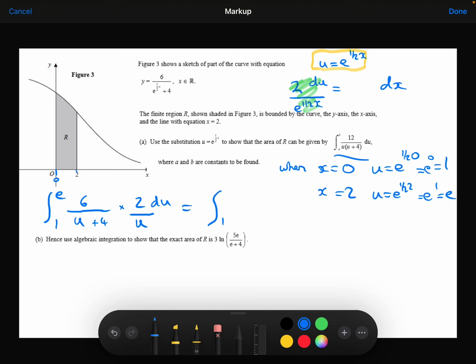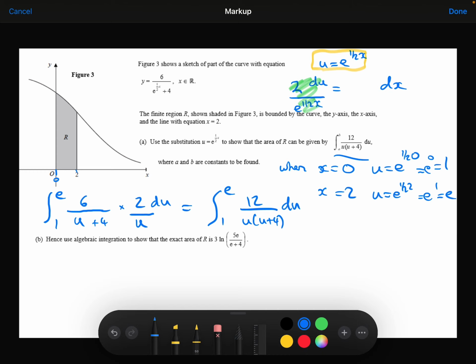Timesing those two fractions together, the 6 times the 2 is 12, and the u plus 4 times the u is u plus 4. And there we go. That is part A of this question done. Making sure you show all of those steps in your answers.